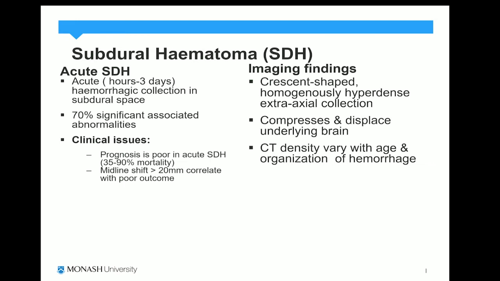So imaging findings then: the bleeding is crescent shaped, and in the acute phase, the bleeding will be homogeneous and very dense, and it lies within the extraaxial collection. And on the same side, the ipsilateral side, you will see that there's compression, but also displacement of the underlying brain. It's important to be aware that the density of the hematoma varies with age as the hemorrhage becomes reorganized.